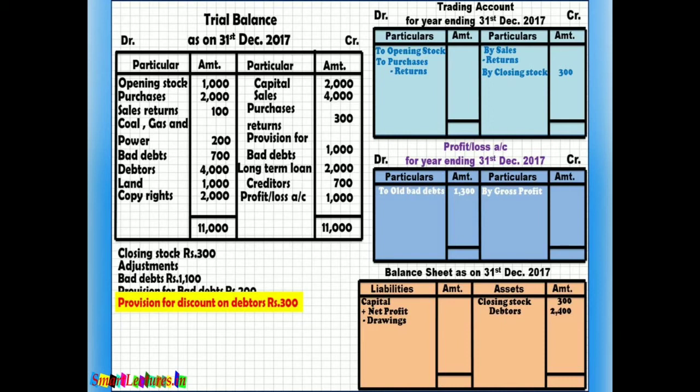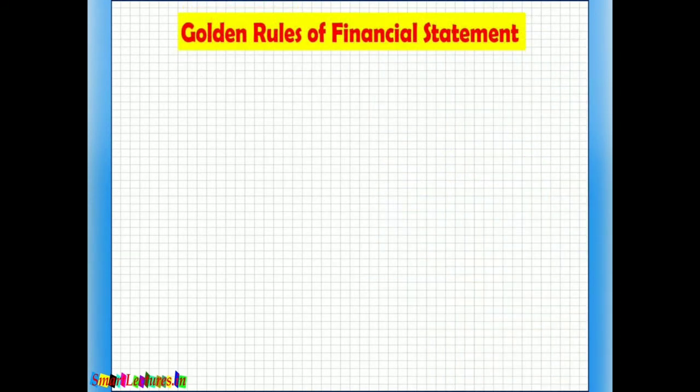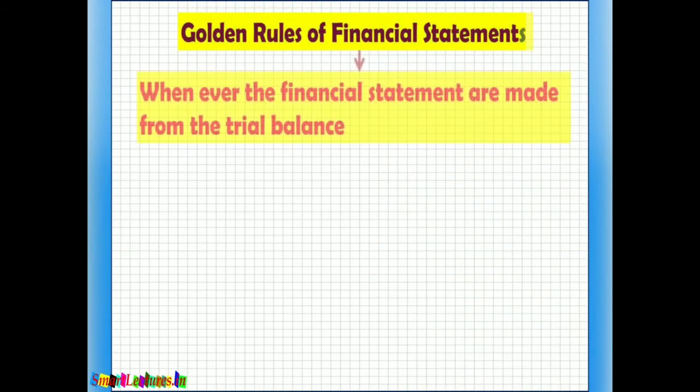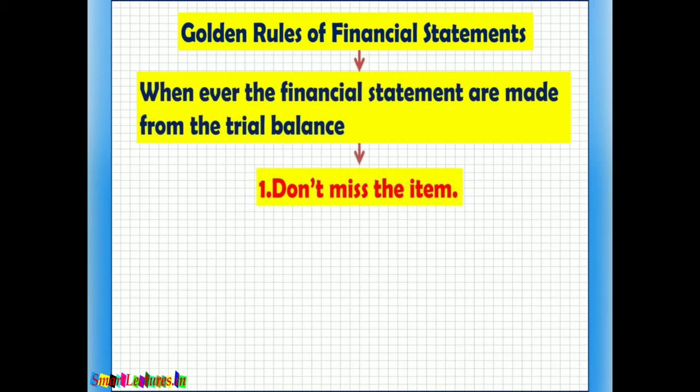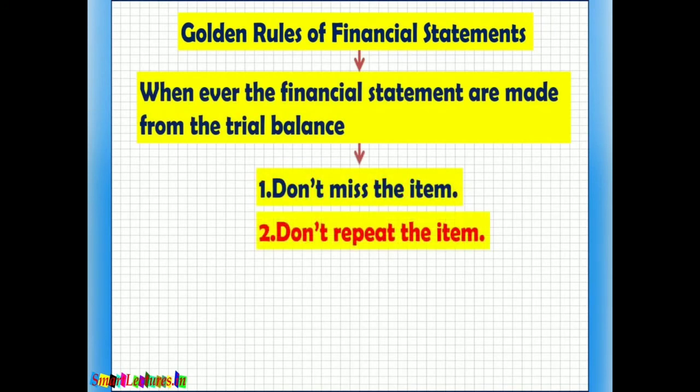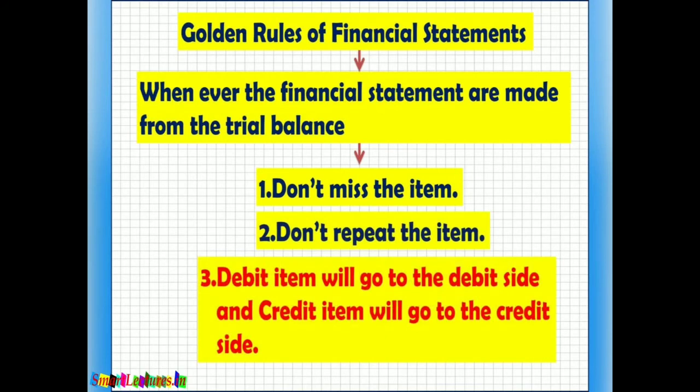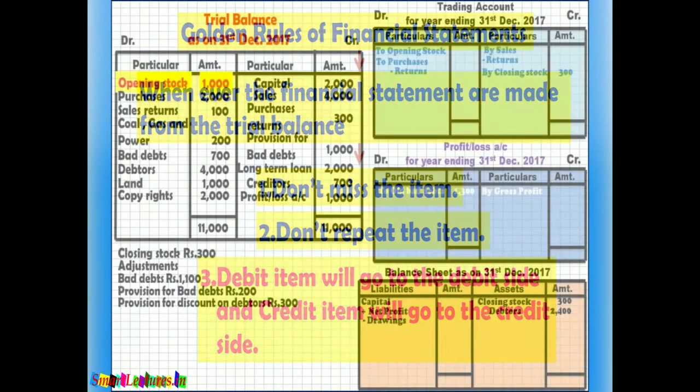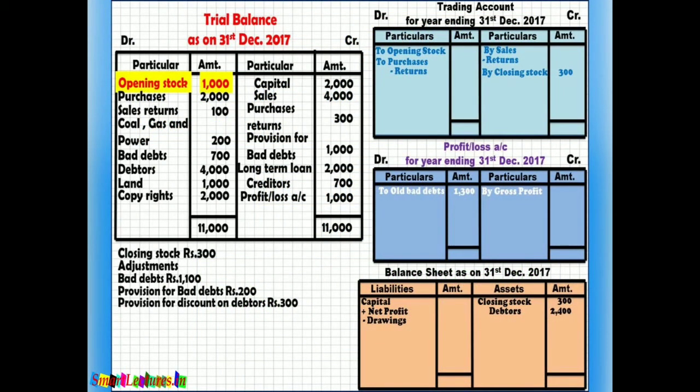Now let's move to the trial balance. We have to take each and every item. You know the golden rules of the financial statements. Whenever the financial statements are made from the trial balance, number 1, don't miss the item. Number 2, don't repeat the item. Number 3, debit item will go to the debit side and credit item of trial balance will go to the credit side. So number 1, opening stock 1000, take it to the debit side of trading account.